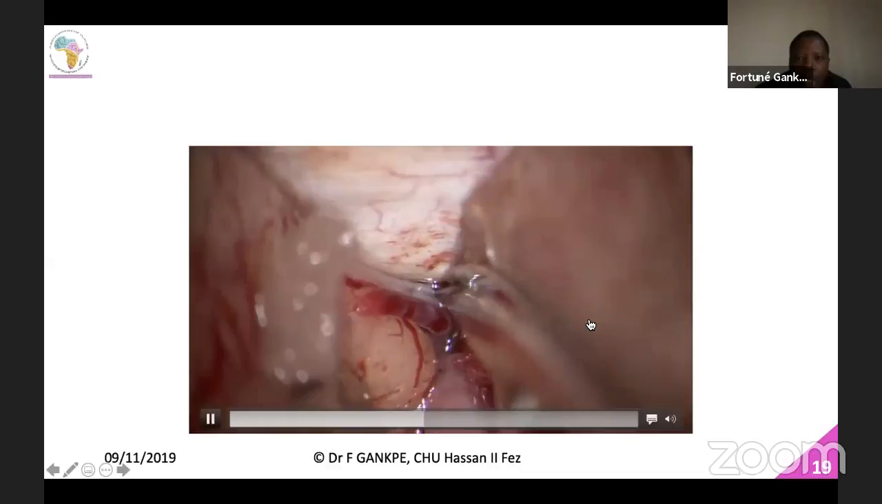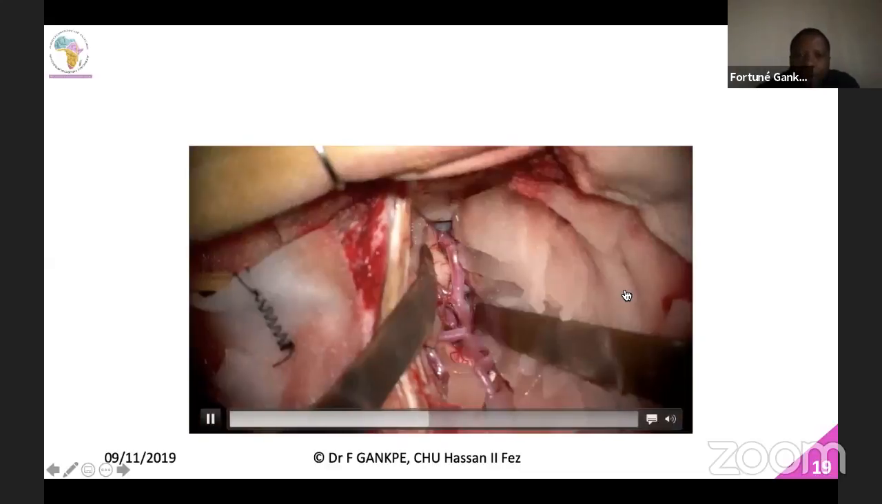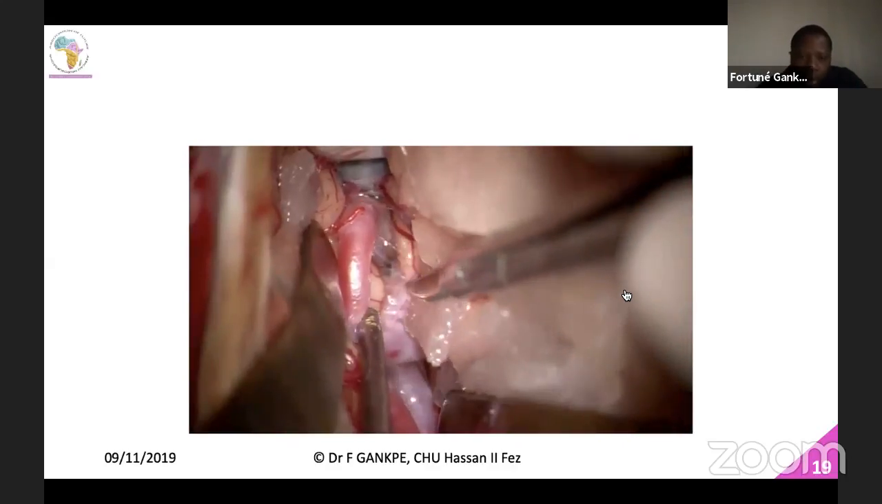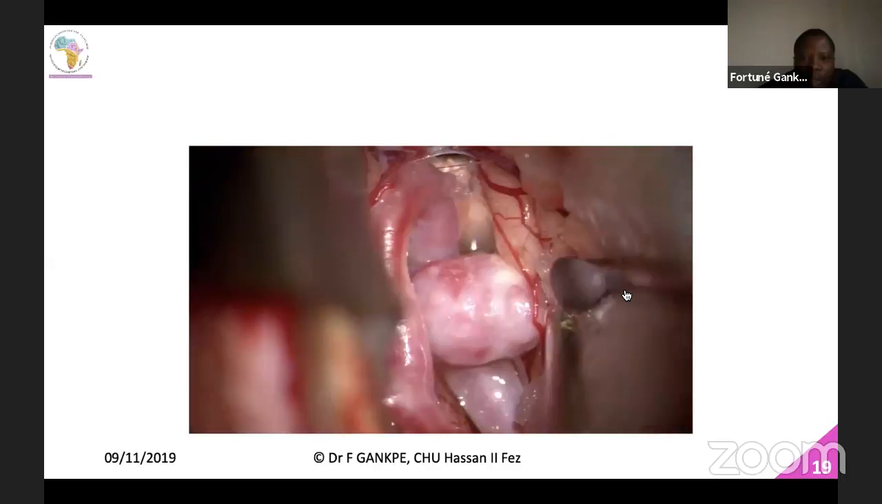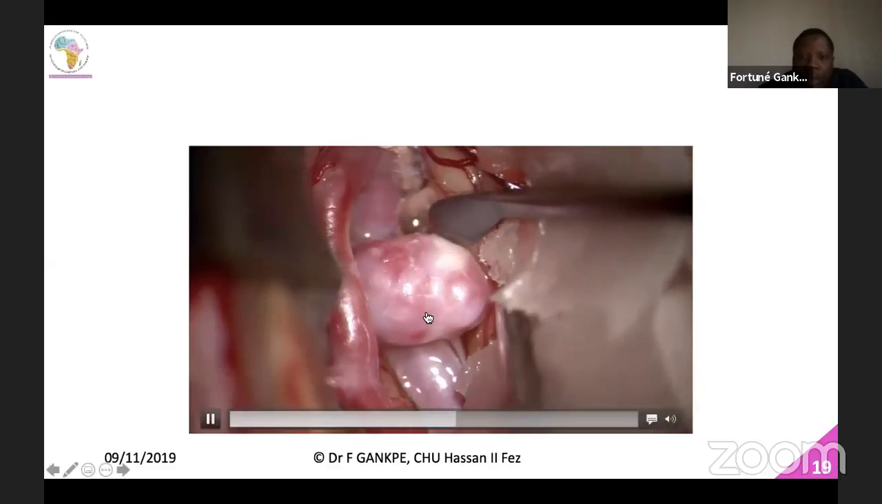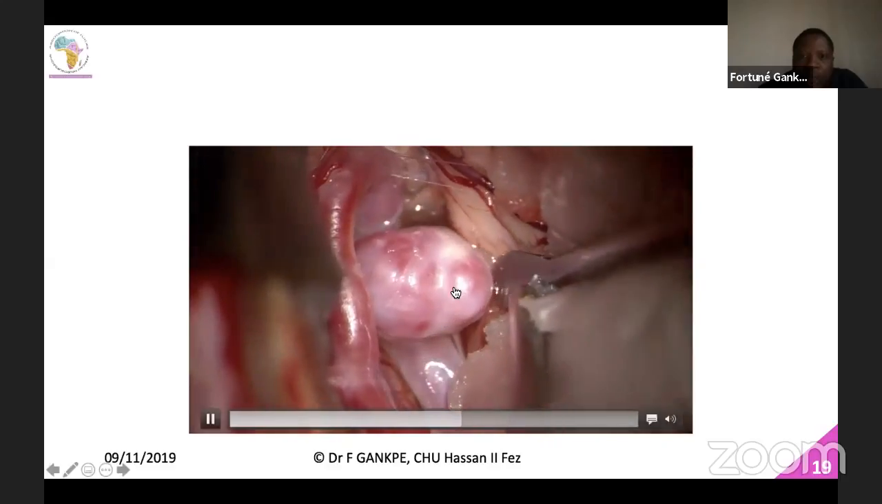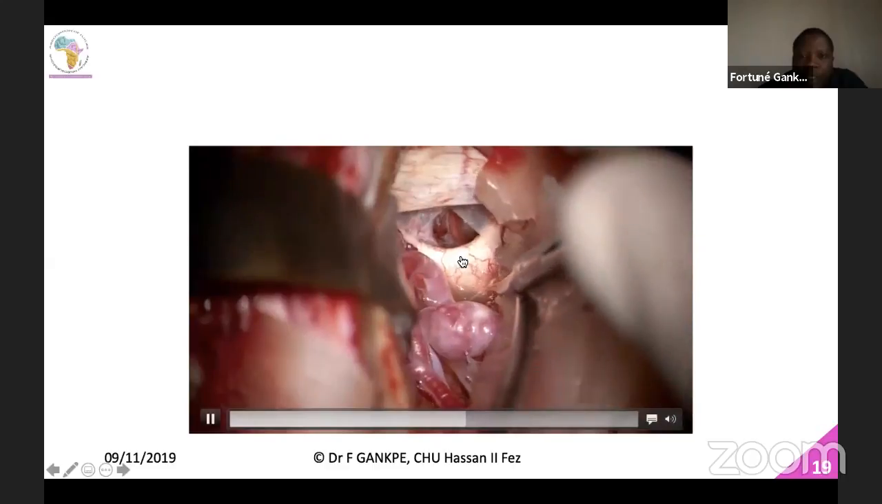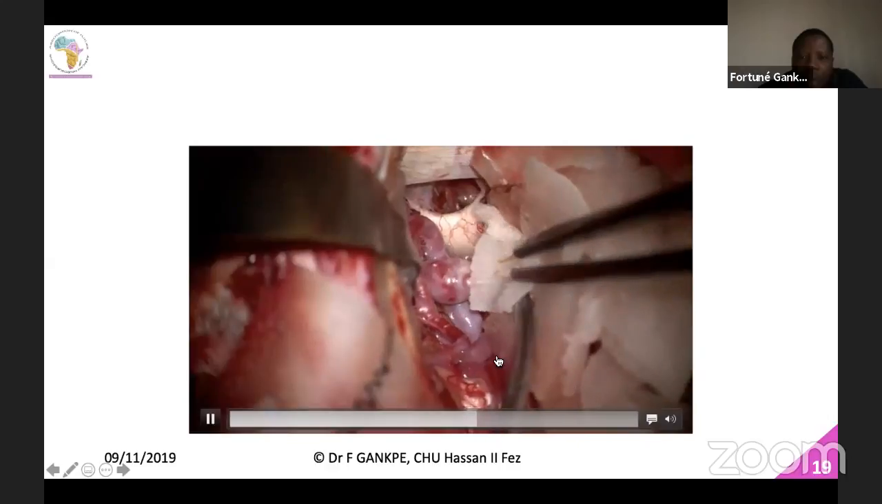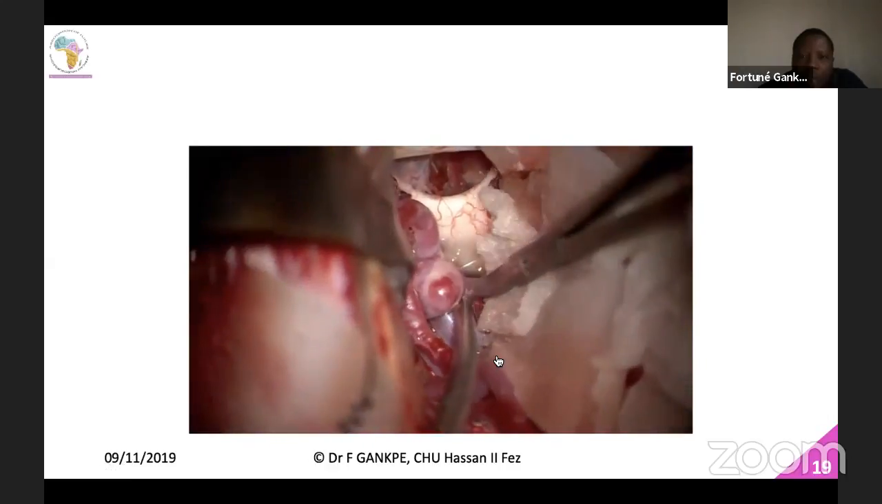I want to show you here the video of surgery for clipping. Okay, you can see on the video, through the standard pterional approach, the craniotomy was done, and you see here the circular aneurysm. We dissect very carefully. You can see here the optic chiasma. Okay, dissection will continue.